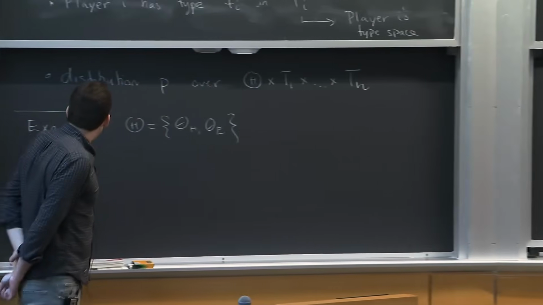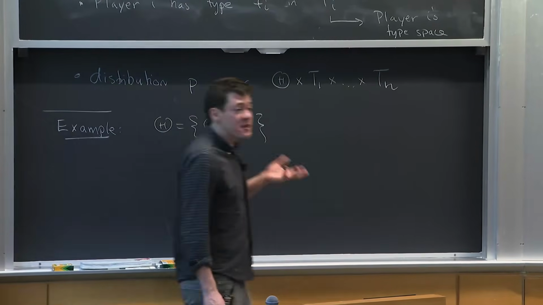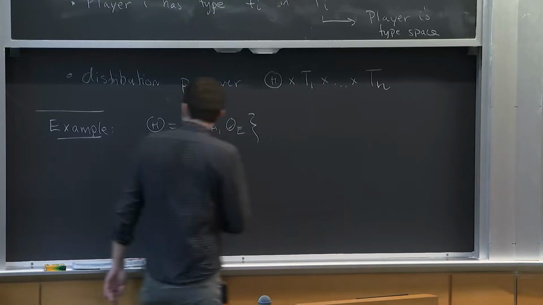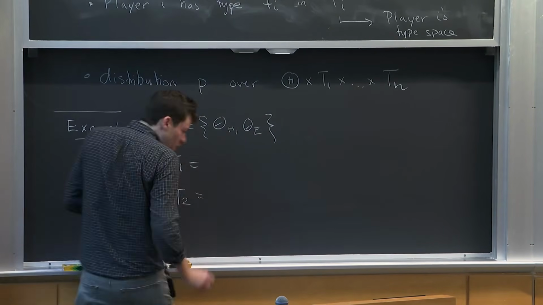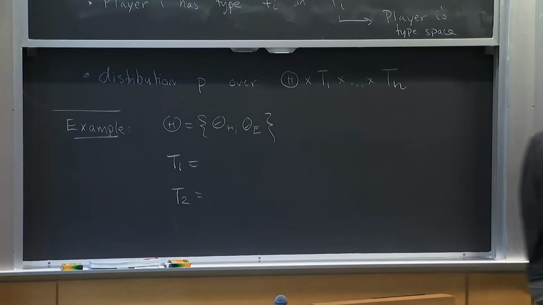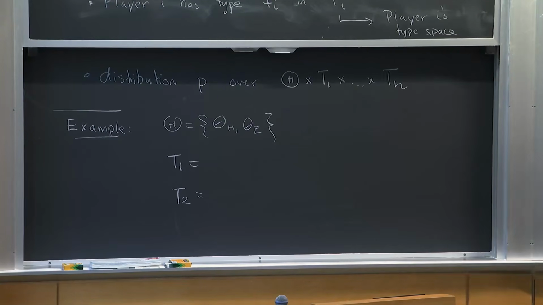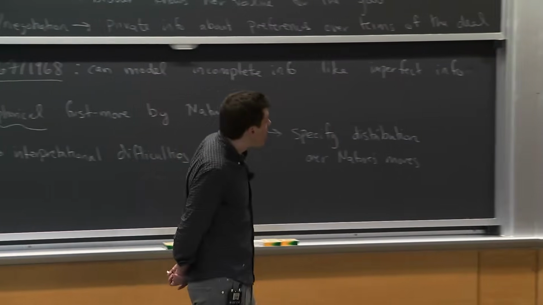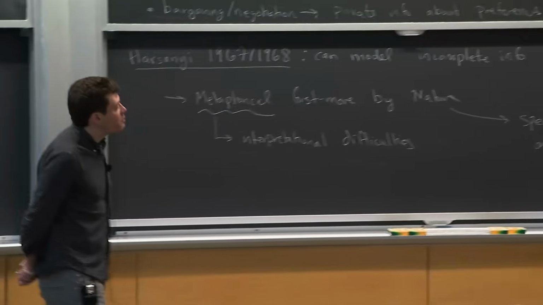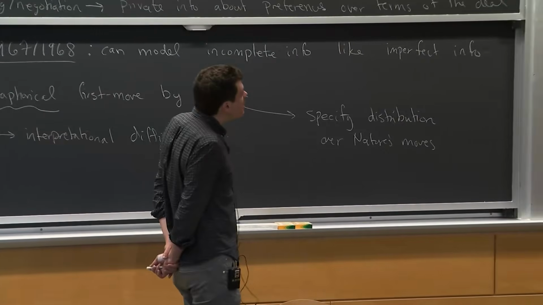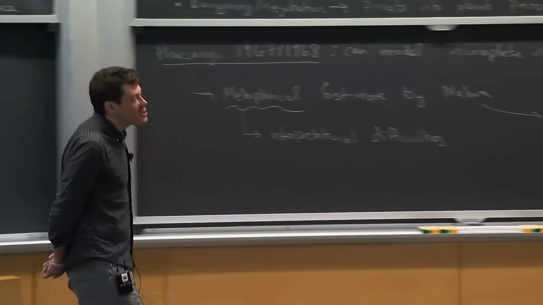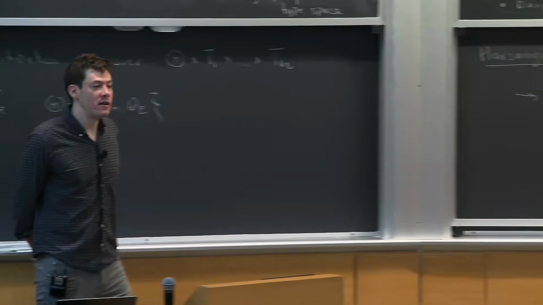OK, but now the hard thing is specifying the types. This is always the challenge, right? So the next step is to specify T1 and T2. So I think the question you have to ask yourself is, how many distinct mental states does each player have? Any thoughts? Let's think about player 1. So we know that player 1 knows the state. So what are some distinct mental states that player 1 could have?